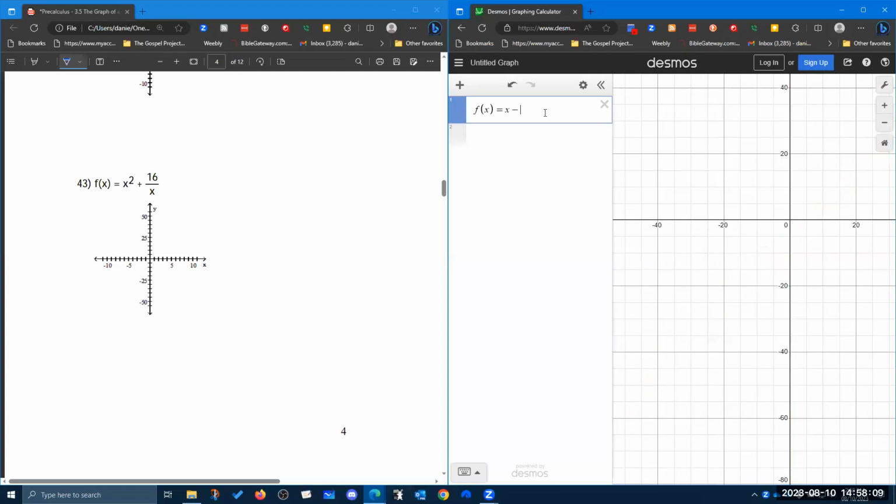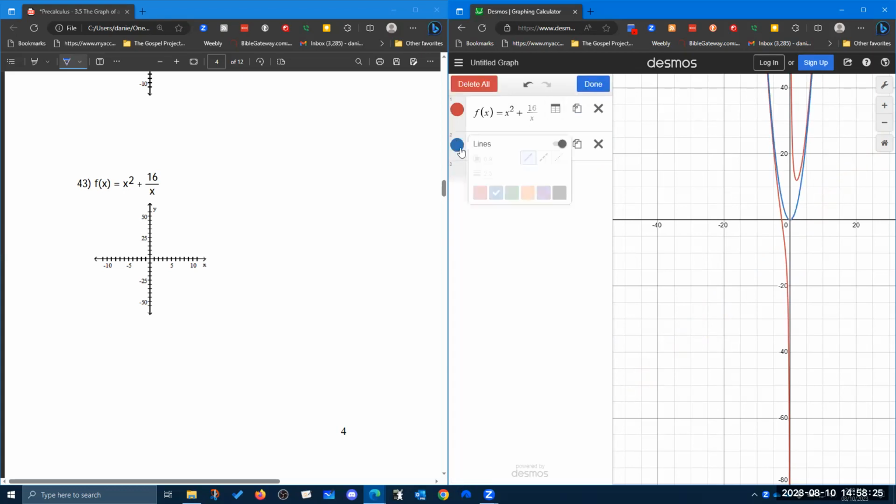Let's move on now to something a little different. x squared plus 16 over x. My oblique asymptote this time is going to be y equals x squared. So let's show you that. Like so. And I have a vertical asymptote at x equals 0 that I'll show you.